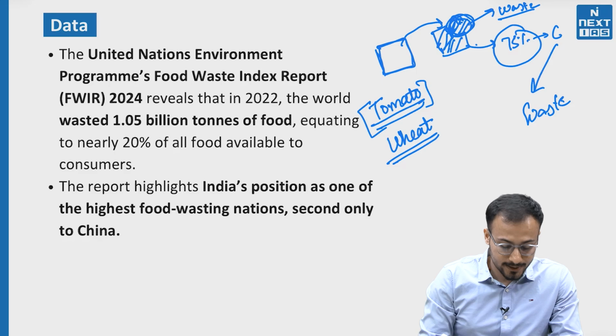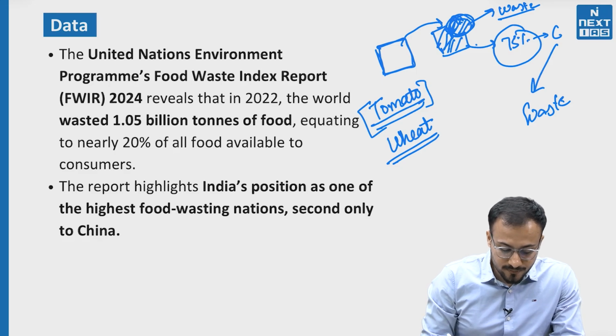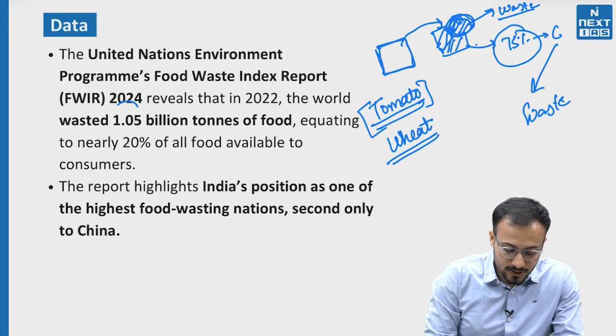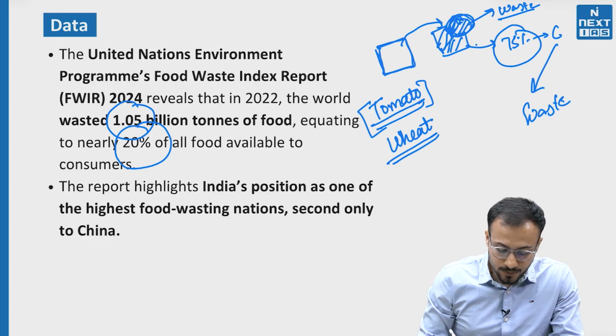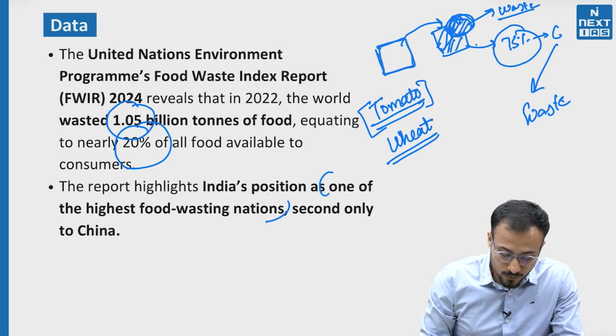Now coming on to the data, the United Nations Food Waste Index report reveals that in 2022, the world wasted 1.5 billion tons of food, equating to nearly 20% of all the food available to consumers. The report highlights India's position as one of the highest food wasting nations, second only to China.